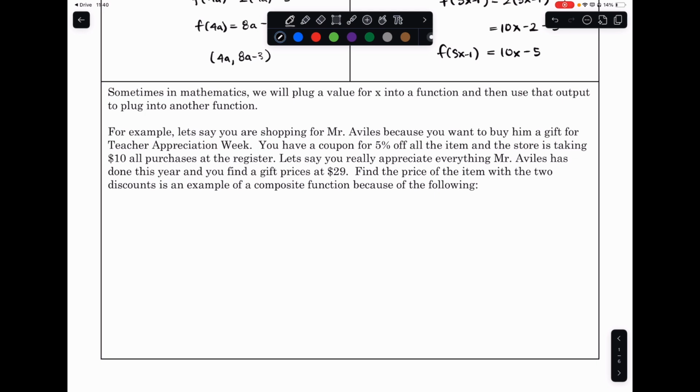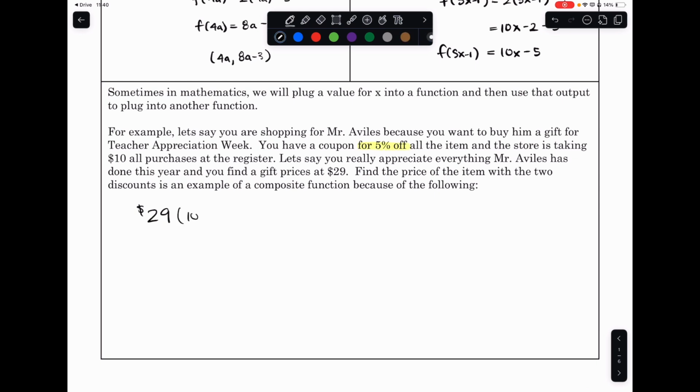Finding the price of this item is going to be an example of a composition of functions because of the following. So we have that the price of this item is $29. First of all, we're going to use the first discount, which is a 5% off coupon.